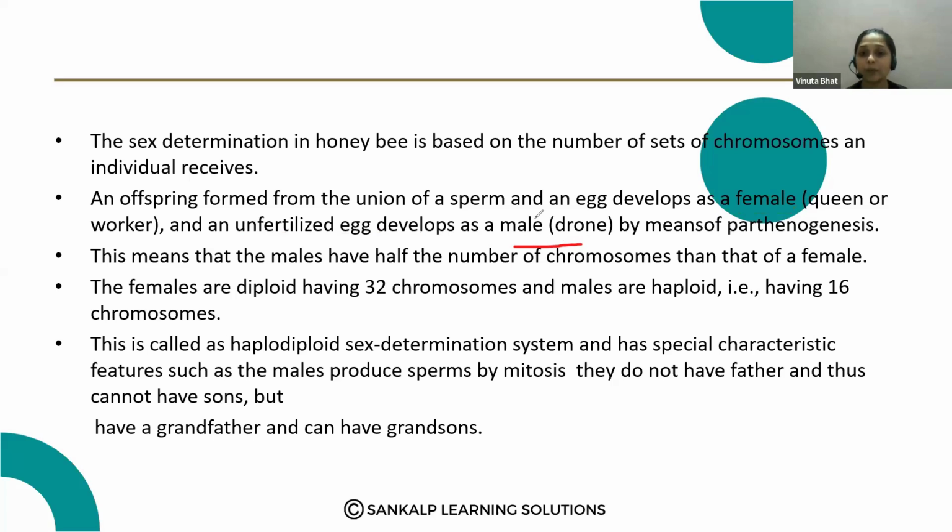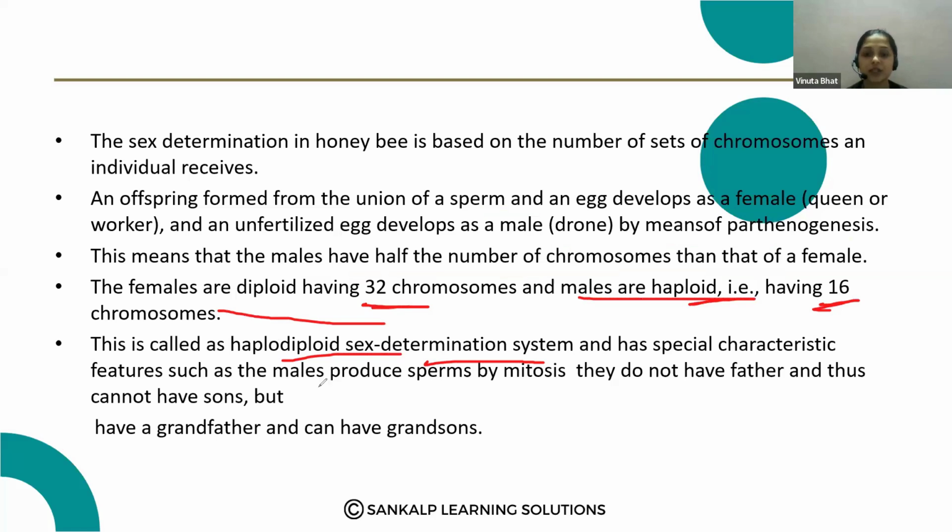Males develop by parthenogenesis. This means that the males have half the number of chromosomes of the female, because females are formed by the fusion of male and female gametes, but males are formed only from an unfertilized egg. So they have only a half set of chromosomes. The females are diploid with 32 chromosomes, and the males are haploid with 16 chromosomes. This is called the haplodiploid type of sex determination.